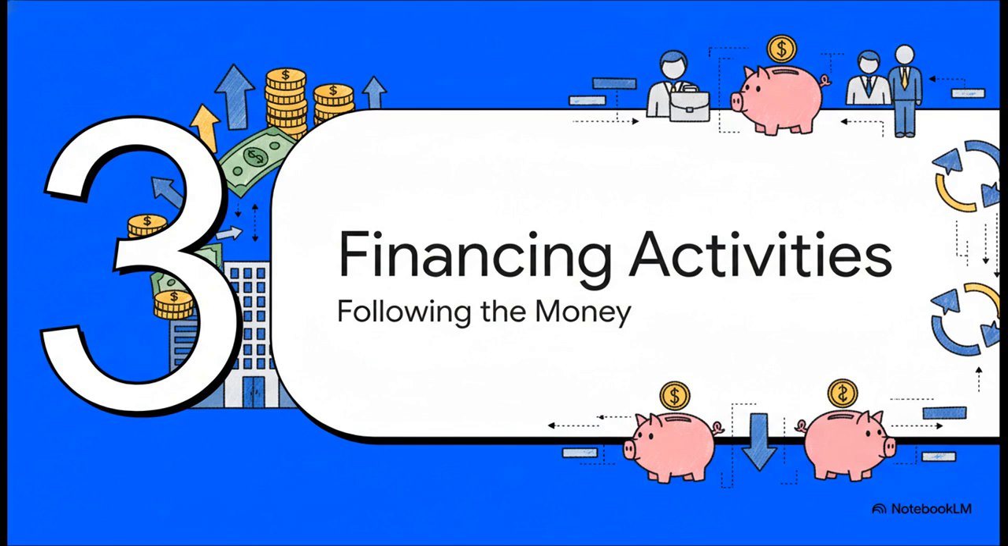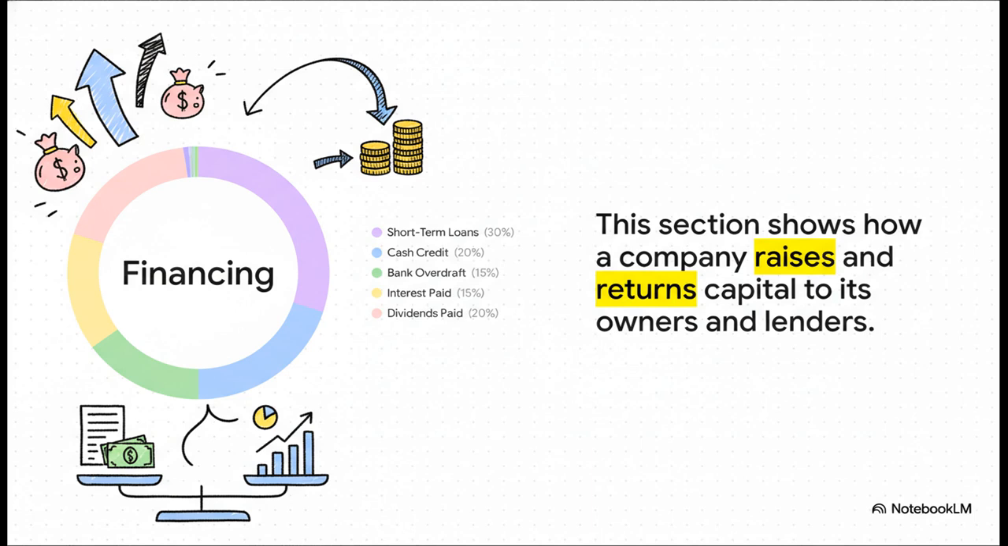This section follows the flow of money between a company and its owners and its lenders. It's all about how the company gets the cash to run the business and how it gives it back. And here are the usual suspects. Taking out a loan brings cash in. Paying back that loan, or paying out dividends to your shareholders, sends cash out.